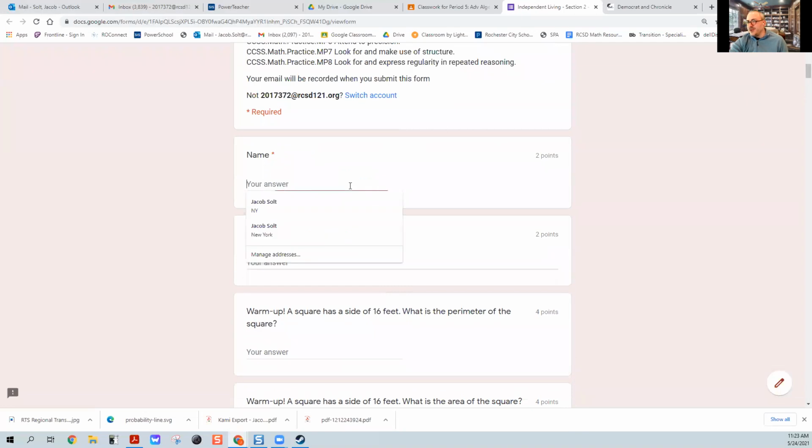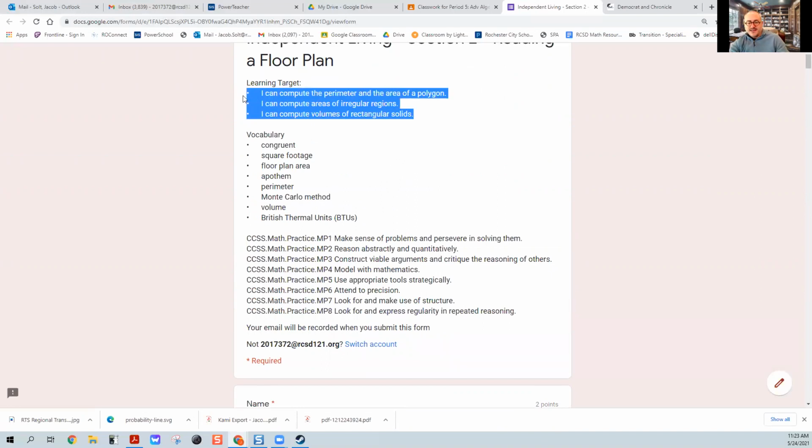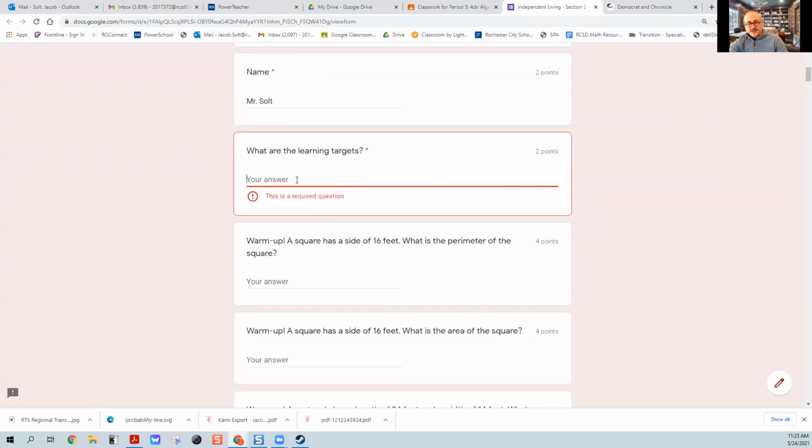So go ahead and put your name where it says your name. And when it asks what the learning targets are, you just come over here and copy and paste them. That way I know you looked at them. Go ahead and do that.